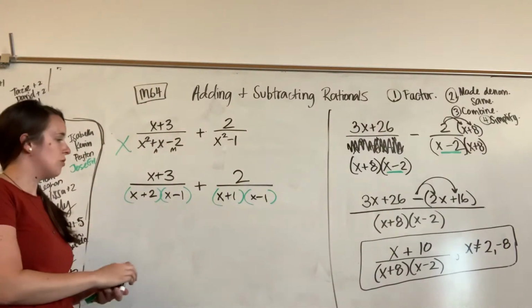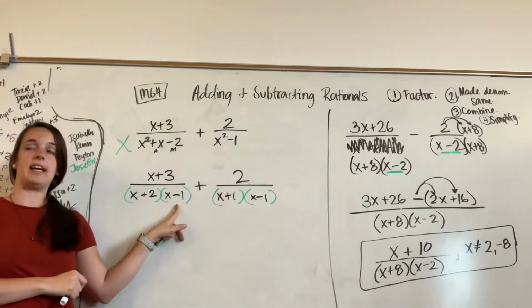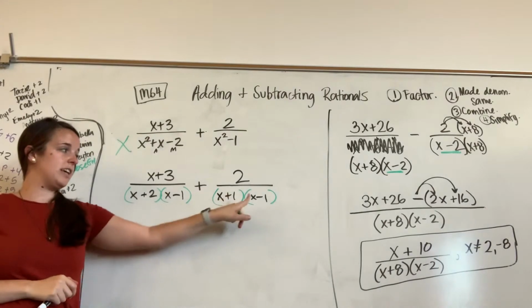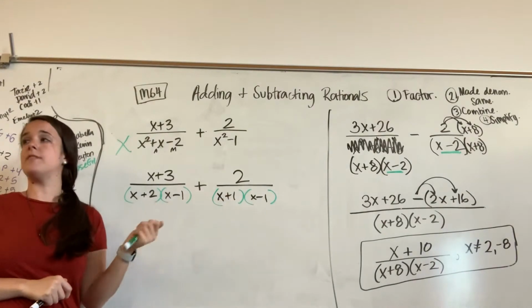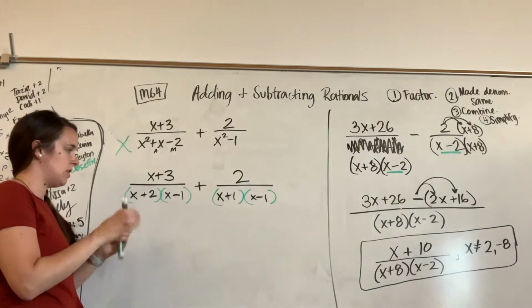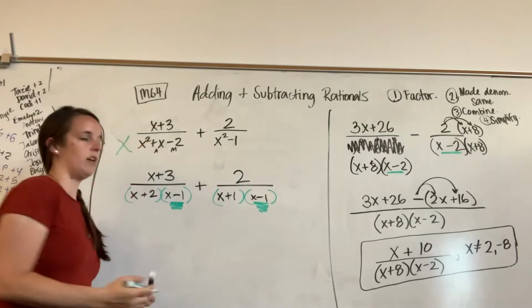So this is my mom. My mom has an x plus 2 and an x minus 1. This is Phyllis. Phyllis has an x plus 1 and an x minus 1. Do my mom and Phyllis have anything in common? Yes, x minus 1. So they both have x minus 1 already.